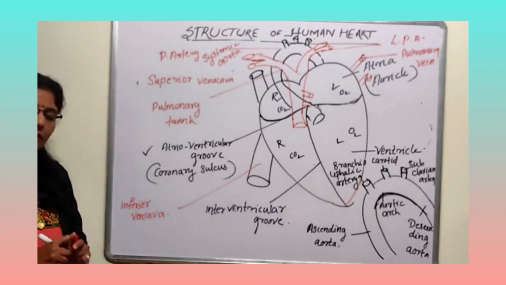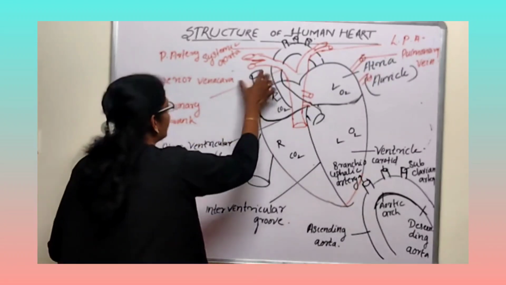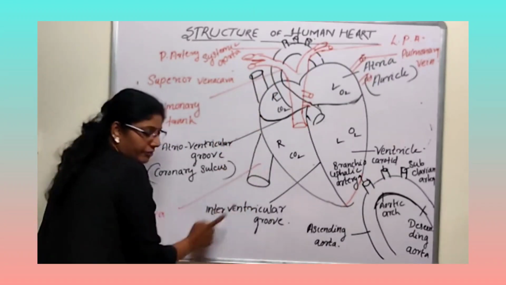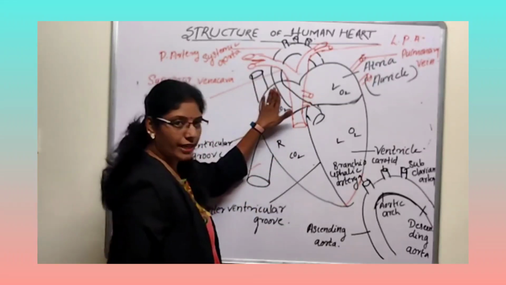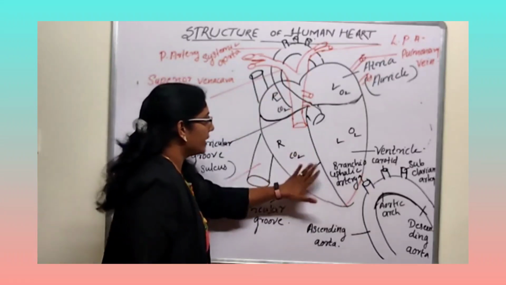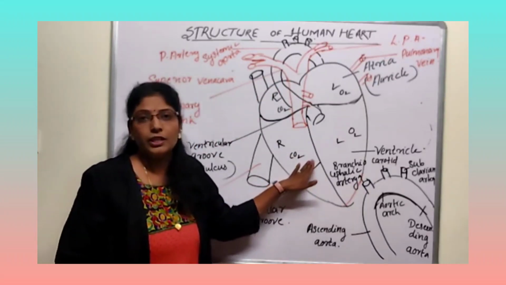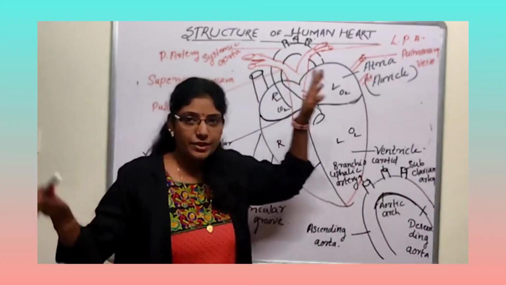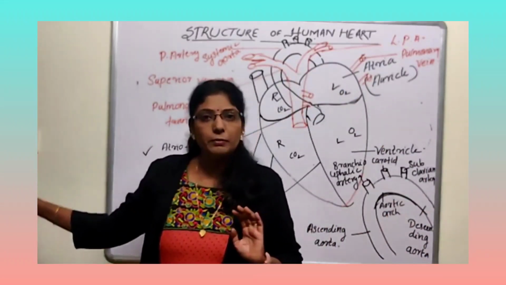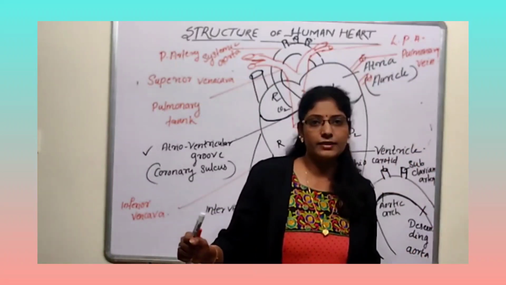Now we studied about how many blood vessels. See, we studied about superior vena cava and inferior vena cava, which will carry the impure blood to the right atria. Then we studied that this impure blood moved to the lungs for purification. That is taken by pulmonary trunk, which is divided into right pulmonary artery and left pulmonary artery.